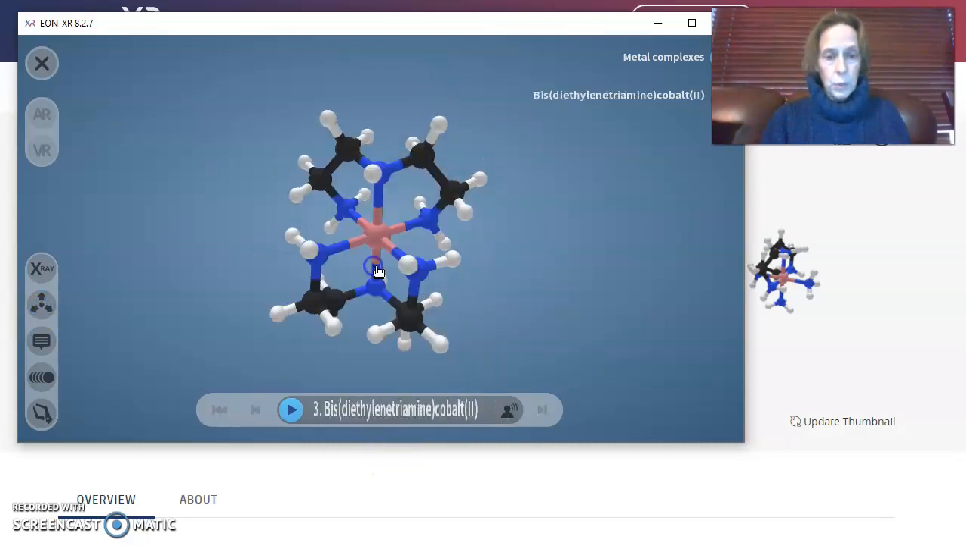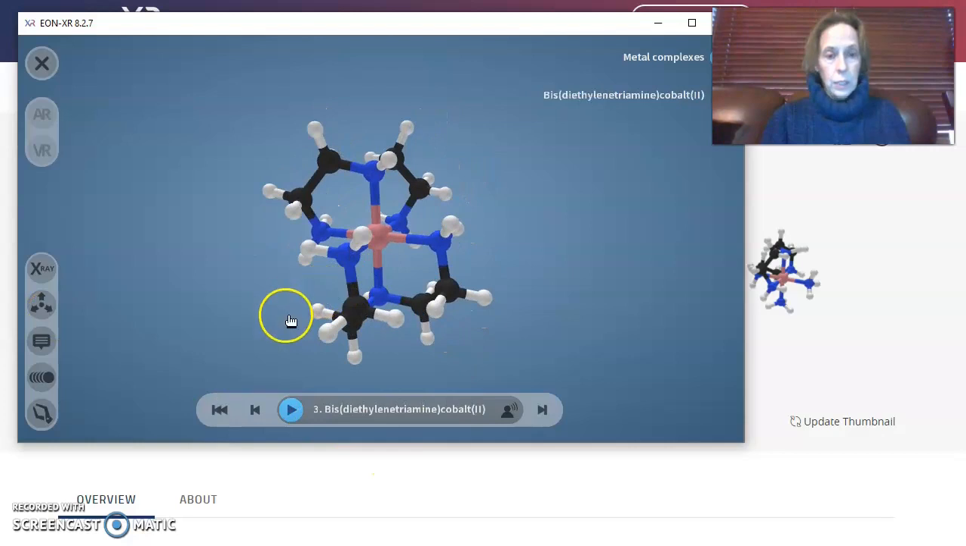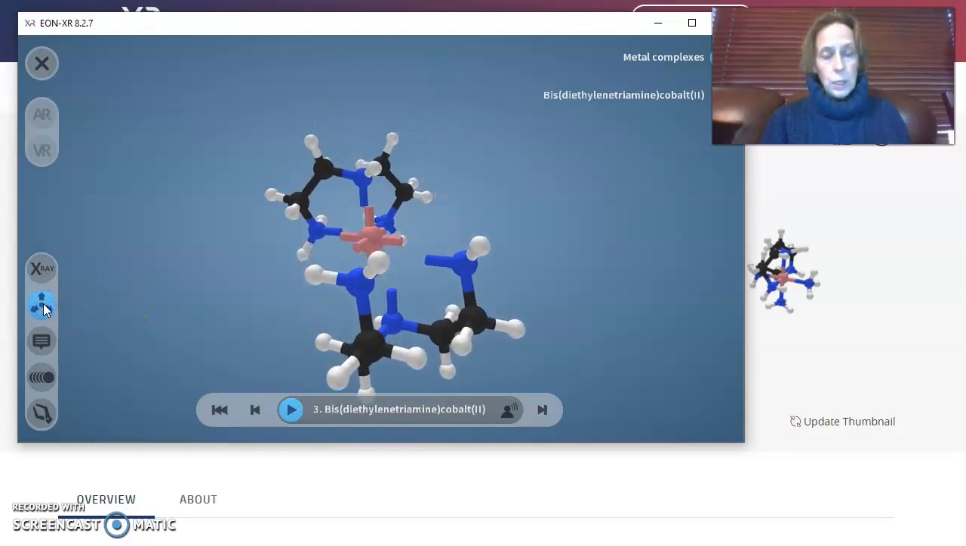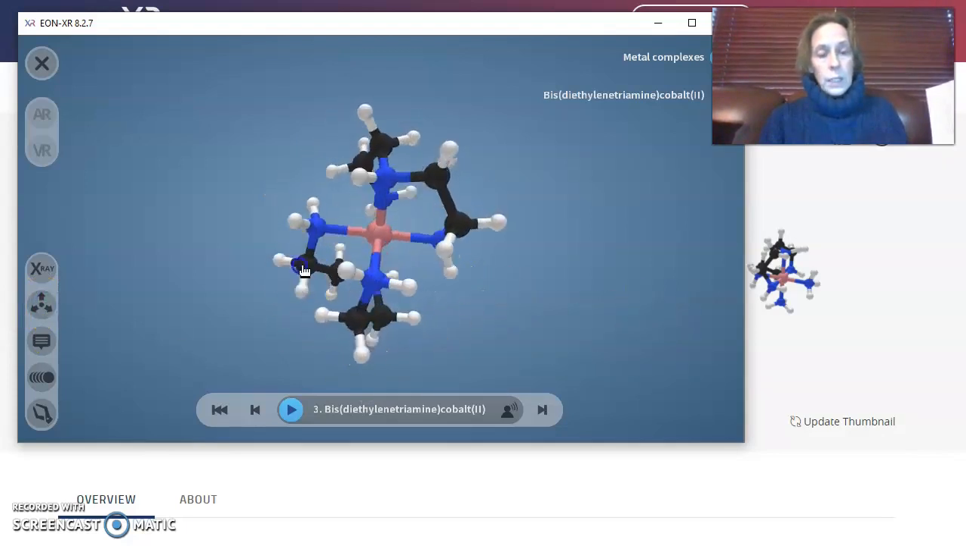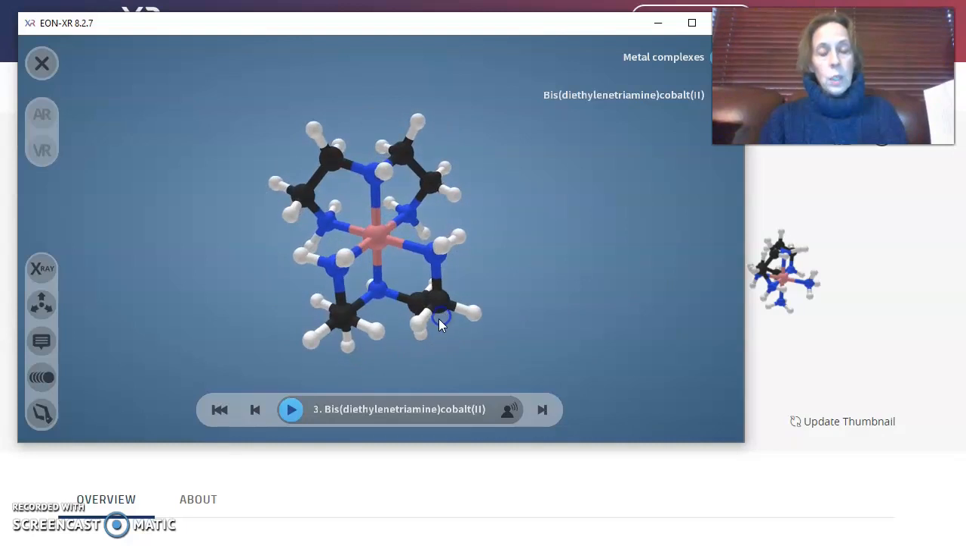Now if we look at a different one, we can see these ligands are different to the previous example. If we explode, we can see there are only 2 ligands, and so it means each ligand is attached to that metal center with 3 places, making them a tridentate ligand. The student can use this by rotating it and exploding it to investigate how this metal complex is constructed.